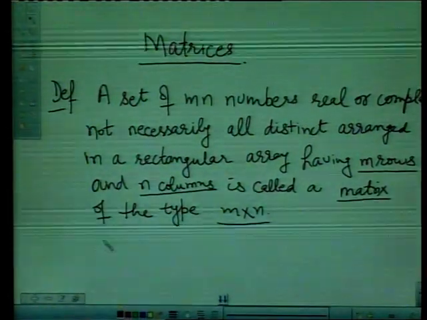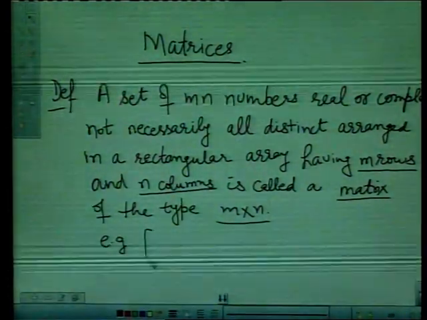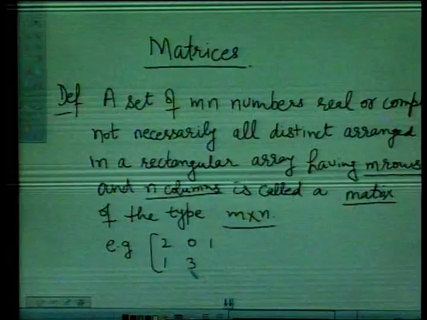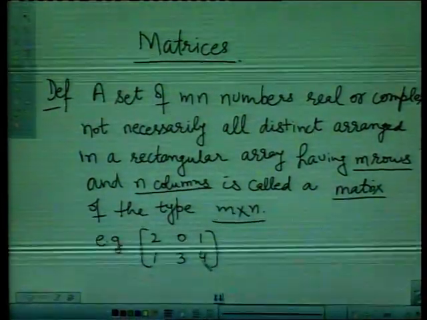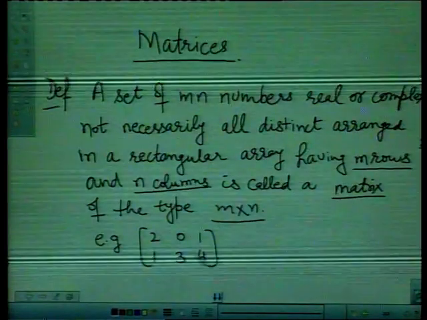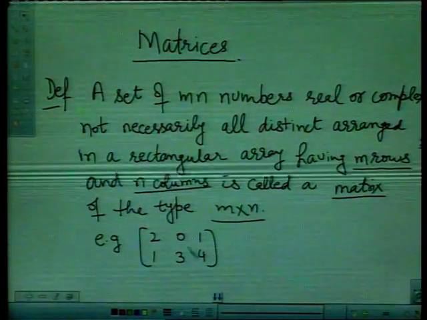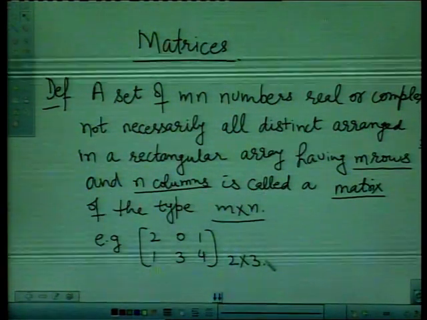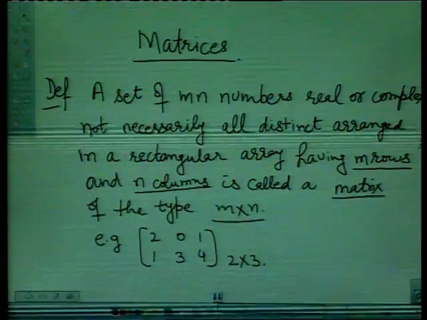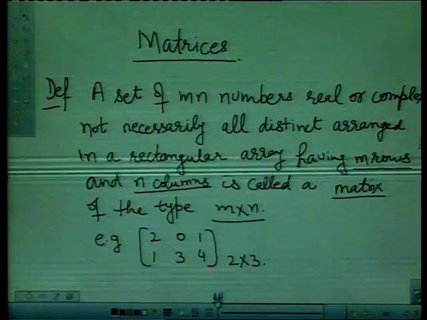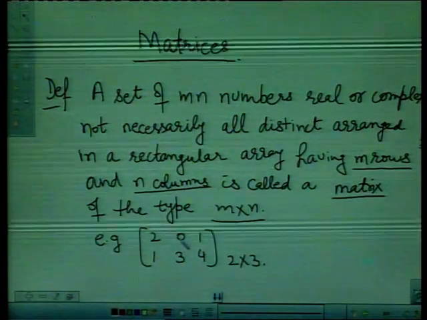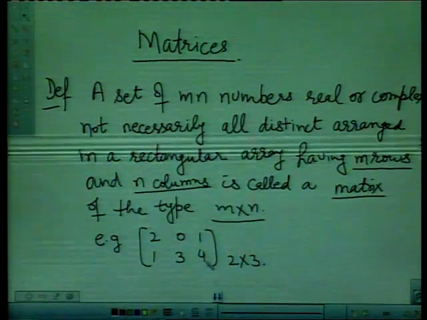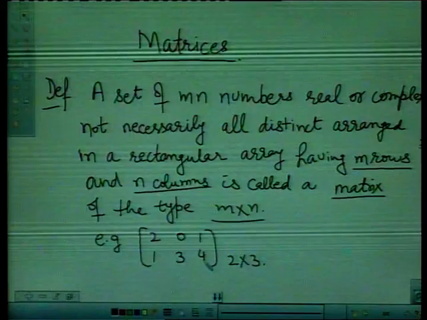For example, 2 0 1 1 3 4. Here there are 2 rows and 3 columns. Then we can write 2 cross 3. It has the numbers 2 0 1 1 3 4, which are called the entries or elements of a matrix.